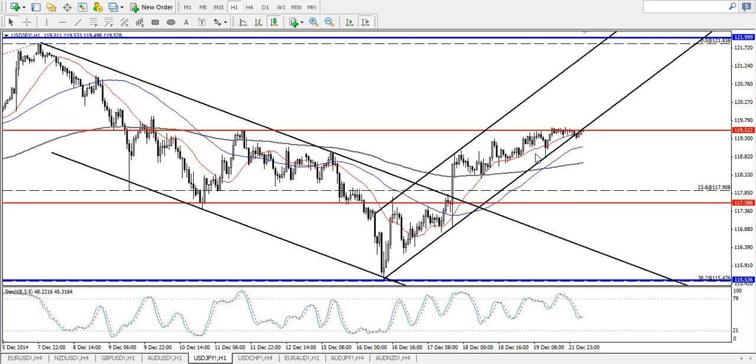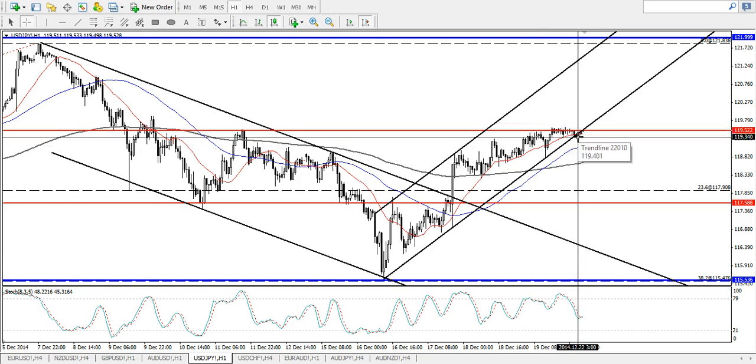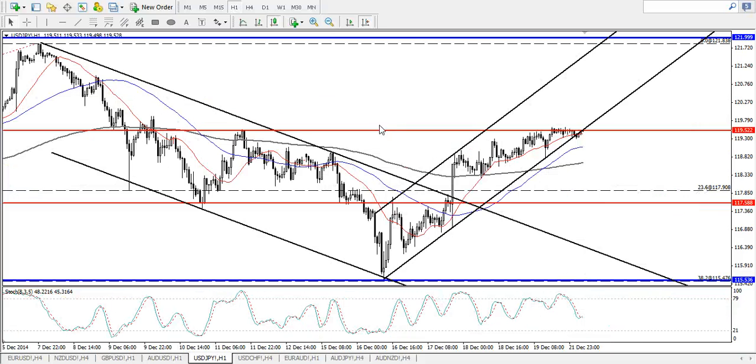But right now what we're seeing is that there was a minor rising trend channel forming, a probable one, but the price has broken below it and got resisted at the resistance level of 119.52, and therefore this could signal a retracement for the dollar against the Japanese yen.